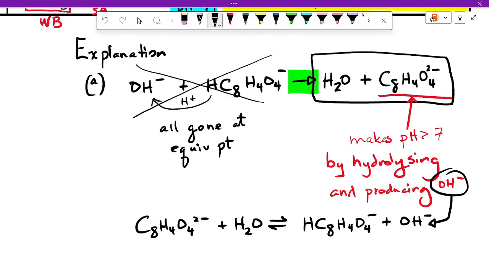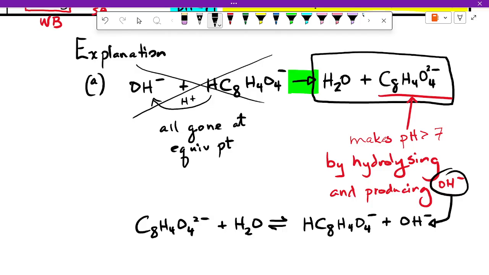Do we want to do the explanations for the other ones? No, we're good? Okay. So basically, the second one would just not have any hydrolysis, and the third one would produce hydronium when the ion hydrolyzes. Okie dokie. Any other questions?